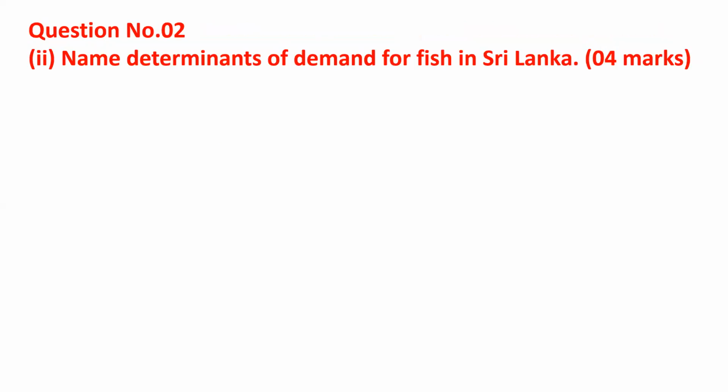Question number 2, part 2. Name determinants of demand for fish. Here, the question is focusing on determinants of demand. No need to explain, just in point form. 4 marks are there. 4 points are enough, but for the better side, you may write another 2. Right? Okay, you can remember the theory.